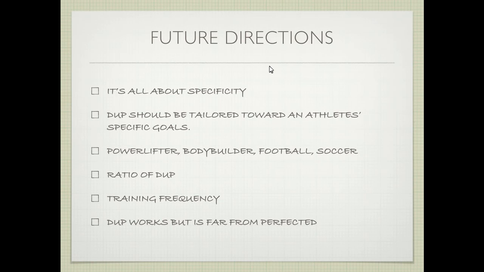Now, future directions: it's all about specificity. Your daily undulated periodization should be tailored toward an athlete's specific goals, whether you're a powerlifter, a bodybuilder, a football player, or soccer player. So, for example, if you're a powerlifter, you might do 2 strength days for every 1 hypertrophy day, for every 1 power day. If you're a bodybuilder, you might do 2 hypertrophy days for every 1 strength day.